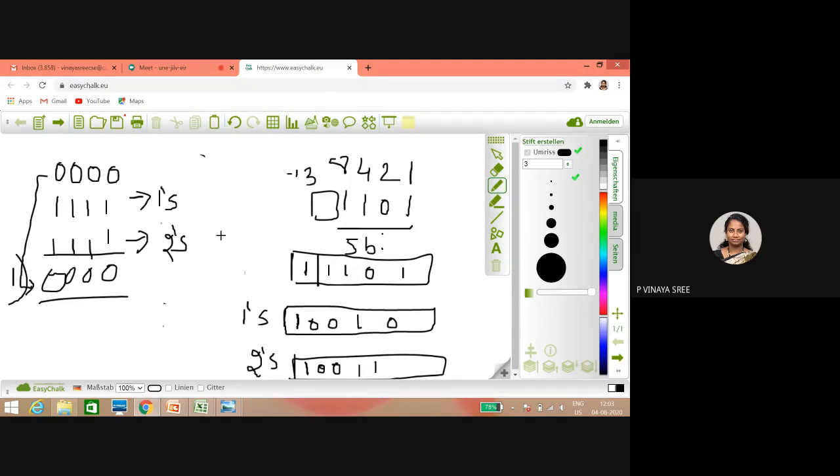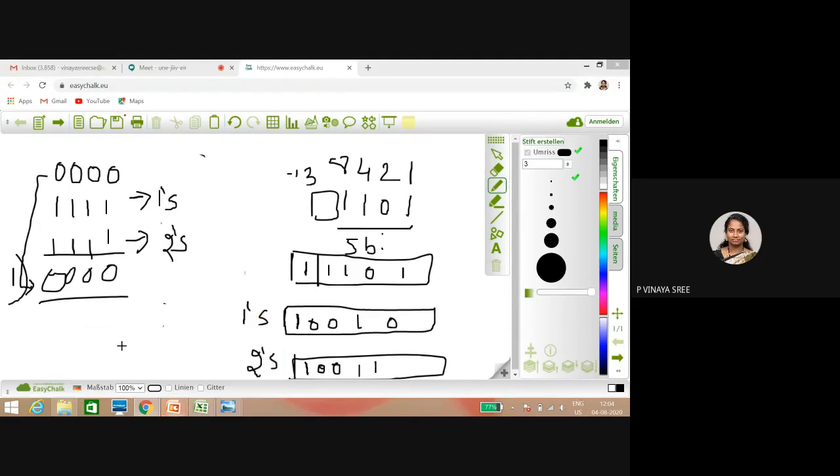For that end around carry, again we need to design a new circuit for monitoring, and if a carry is generated, we need to add it to the result. Whereas in two's complement we can simply ignore that and we get the result. So in most internal circuits, it is implemented in two's complement only.